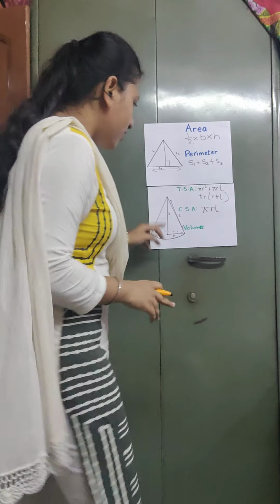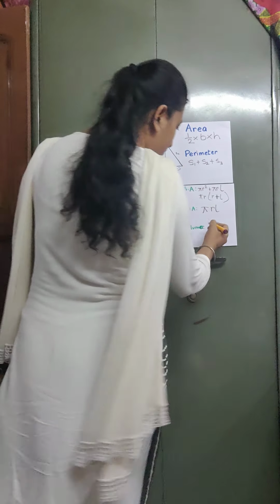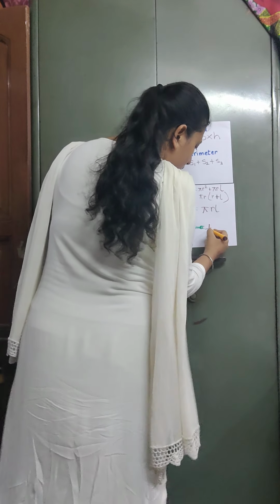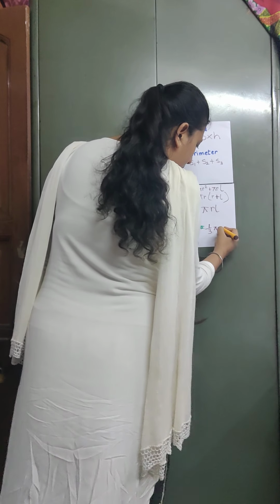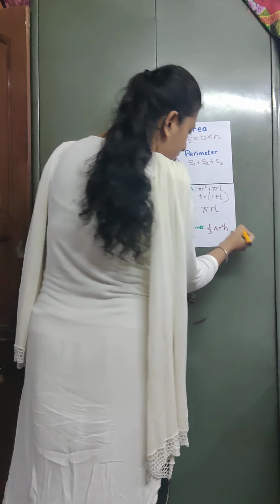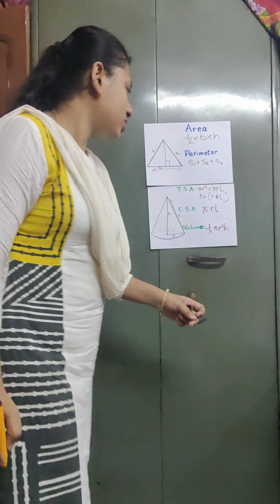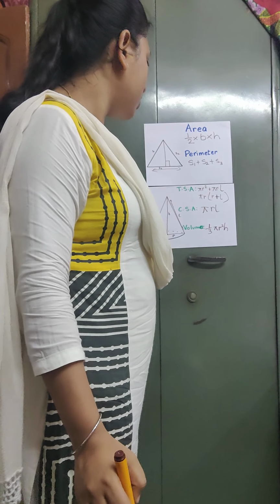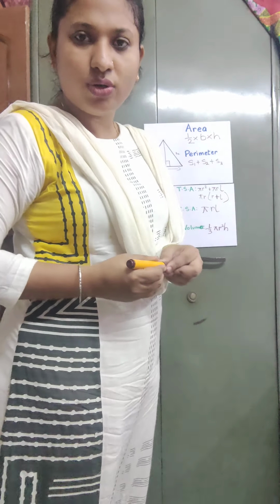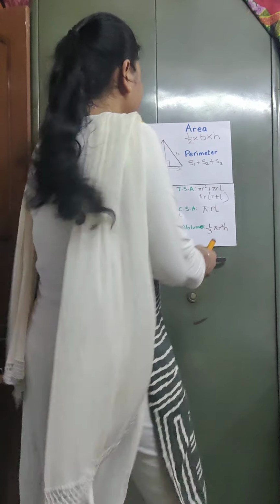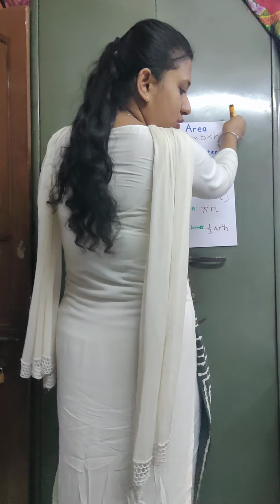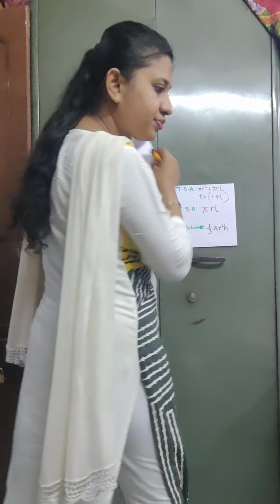Okay. Now the volume. What is the volume of a cone? The volume of a cone is 1 by 3 pi r square h. So this is the volume of a cone. Now let us go to the sphere.